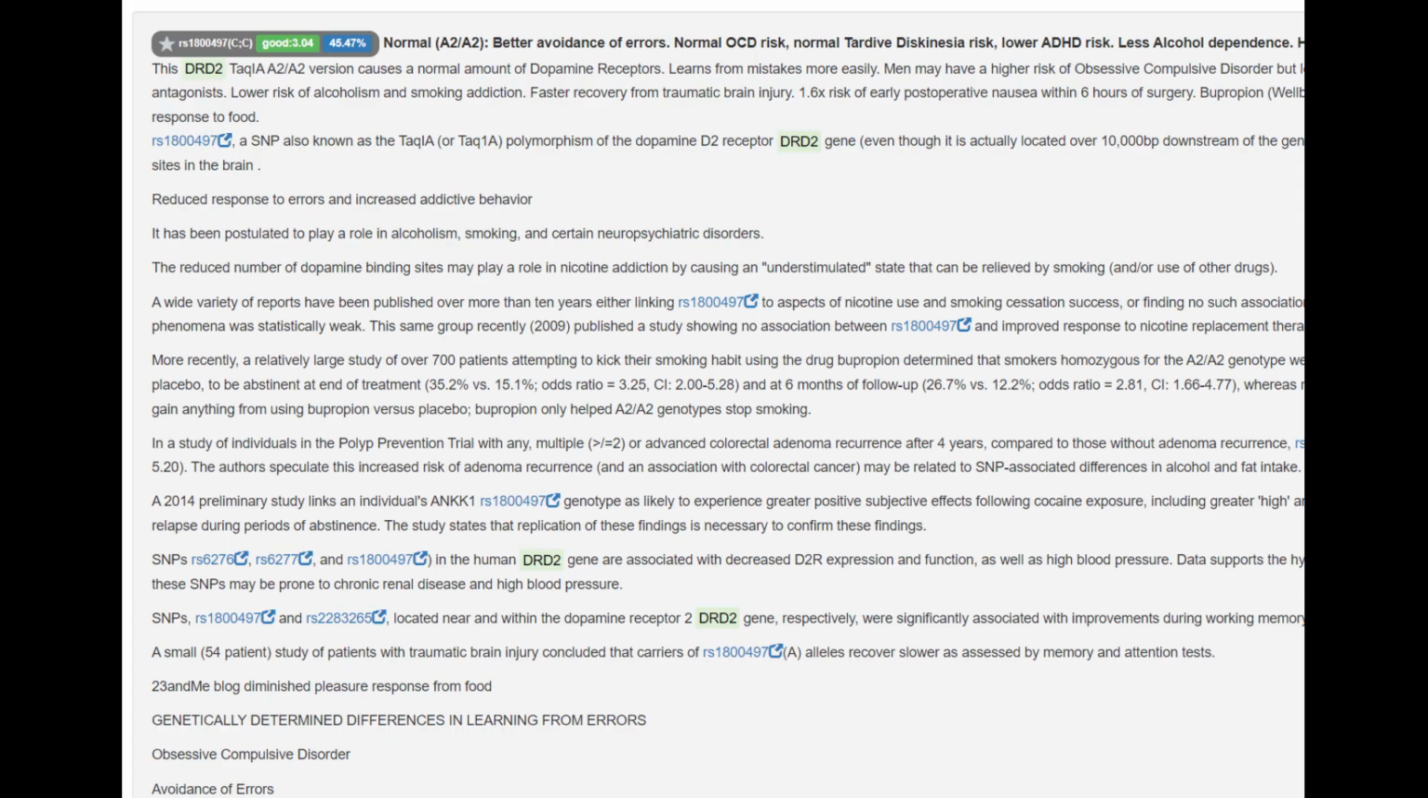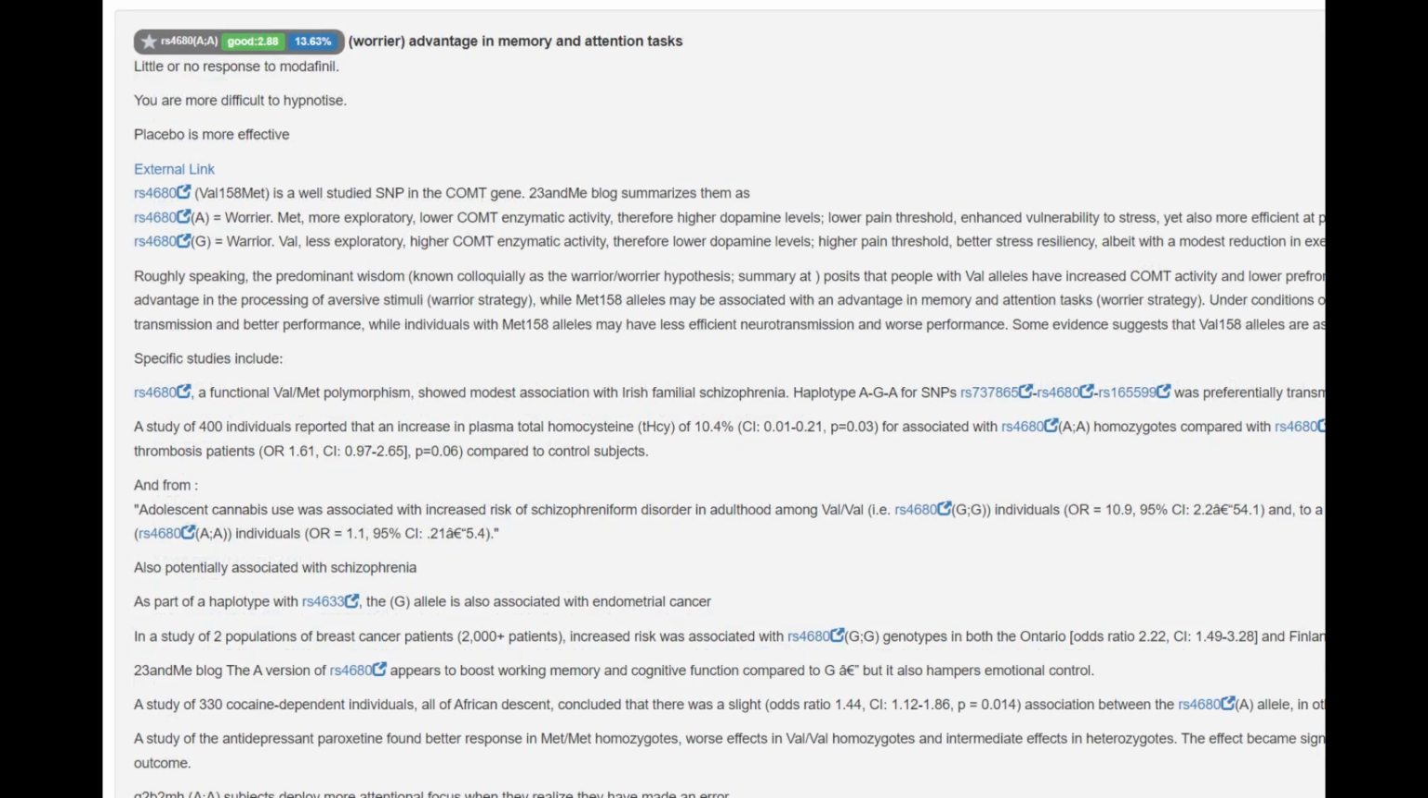She has A2, which is the normal genotype, in the TOC1 variation of DRD2, which means more dopamine D2 receptors. This is a typical amount of D2 dopamine receptors for humans, with normal risk of OCD, ADHD and alcohol dependence, compared to the high risk in people who have A1A1. Now, when it comes to COMT, she is a worrier, which means an advantage in memory and attention tasks, more dopamine building up in her system, less COMT enzyme activity, less dopamine reuptake. Pretty interesting stuff. A very stereotypically European genotype to have.